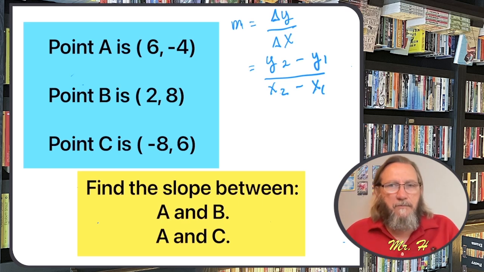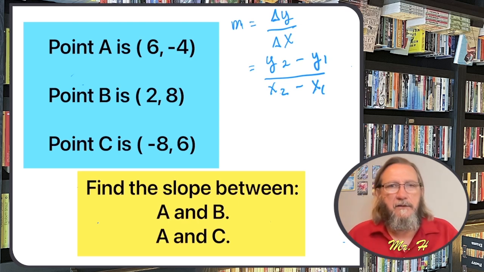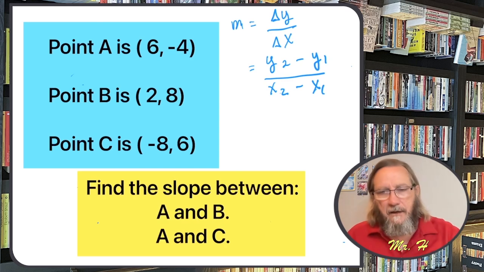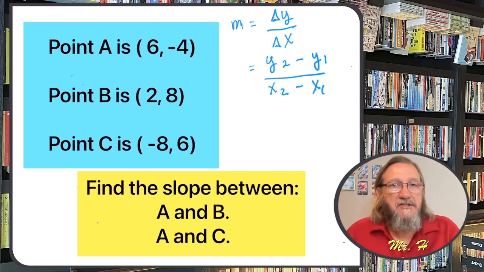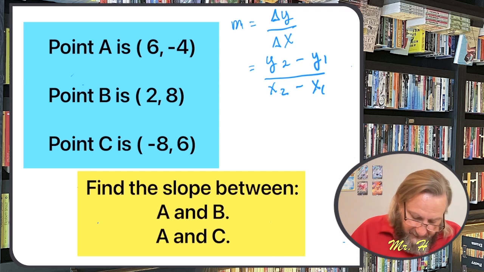Which one is the second point? Which one is the first point? It doesn't matter. You can say that point A is the first point and point B is the second point. You can do it the other way around. Point B is the first point, point A is the second point. It doesn't matter, you just got to follow the formula once you decide. Let's say that this point right here, point B, is going to be point number 2, and point A is going to be point number 1.